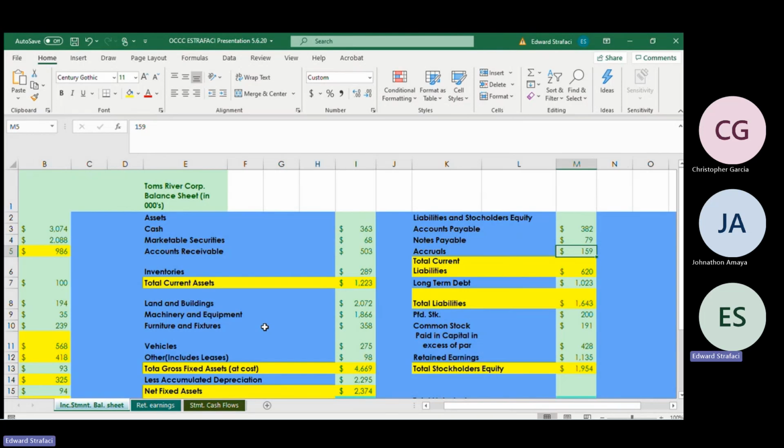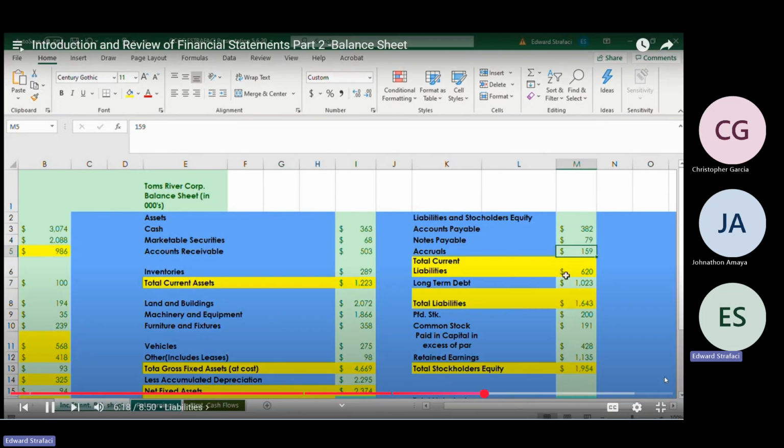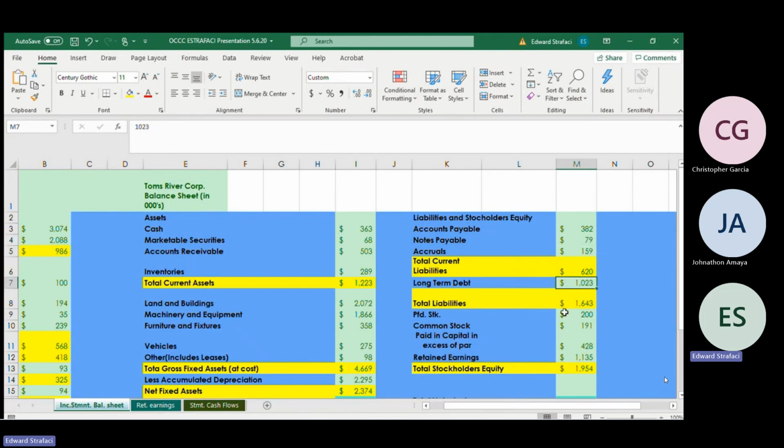And I want to make this as comprehensive as possible, and I don't want to give you too much in one video. So when we add these up, we get total current liabilities. Add on the long-term debt, which is basically your long-term borrowings, and now you have total liabilities. And remember our identity: assets equal liabilities plus equity.